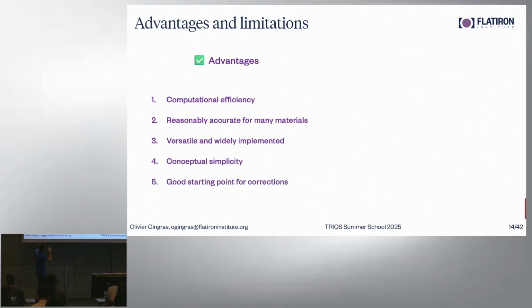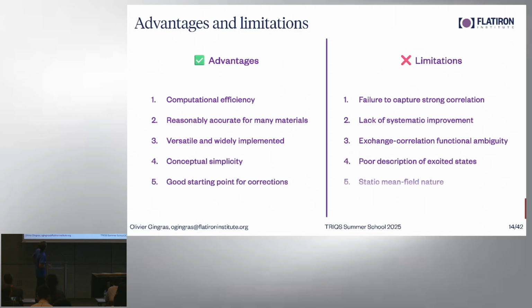Okay, just to give you some more points here. DFT is very computationally efficient because it uses one-body Hamiltonians. It's reasonably accurate for many materials, and that's also why it's so popular: it's cheap and it does a good job for a lot of things. It's versatile and widely implemented.